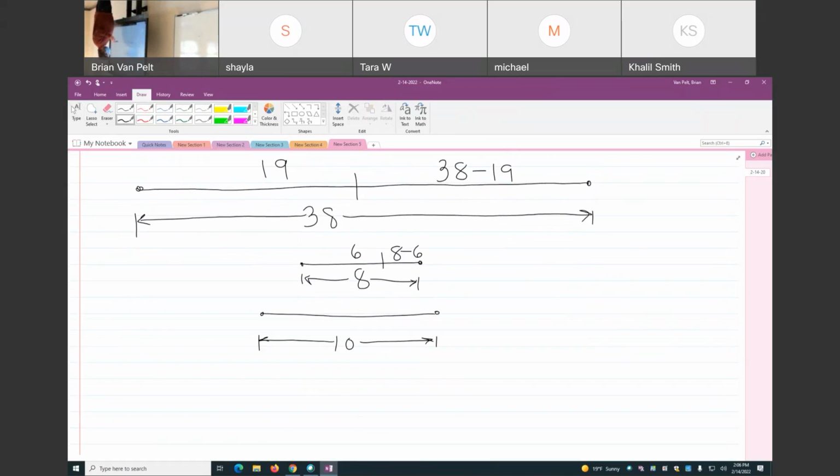Okay, now watch what I'm going to take away. It's left with the blank space. 10 minus x. If I took away 6, I'm left with 8 minus 6. If I take away 19, I'm left with 38 minus 19. Take away x, I'm left with 10 minus x.